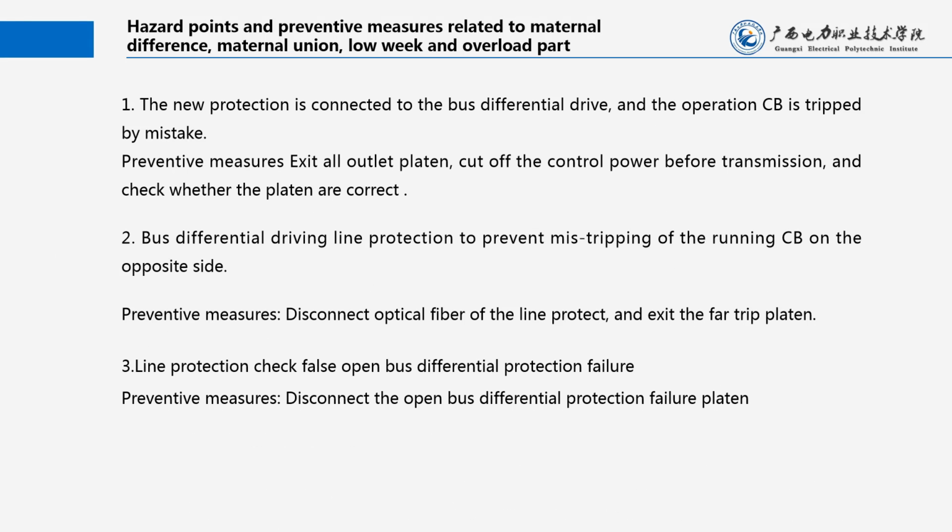1. The new protection is connected to the bus differential drive, and the operation CB is tripped by mistake. Preventive measures. Exit all outlet platen, cut off the control power before transmission, and check whether the platen are correct. 2. Bus differential driving line protection to prevent mistripping of the running CB on the opposite side. Preventive measures. Disconnect optical fiber of the line protection, and exit the FAR trip platen. 3. Line protection. Check falls open bus differential protection failure. Preventive measures. Disconnect the open bus differential protection failure platen.